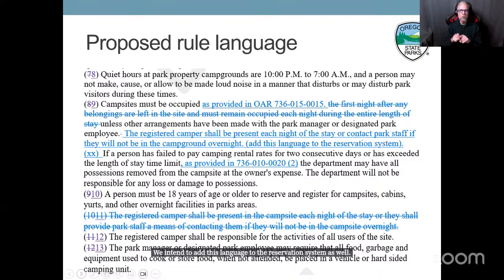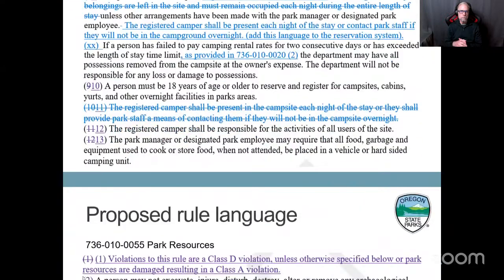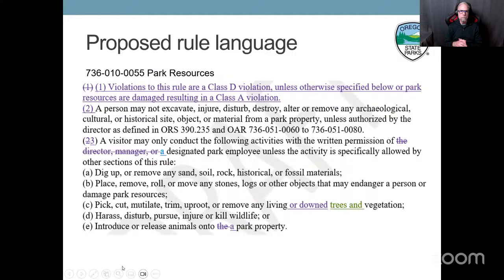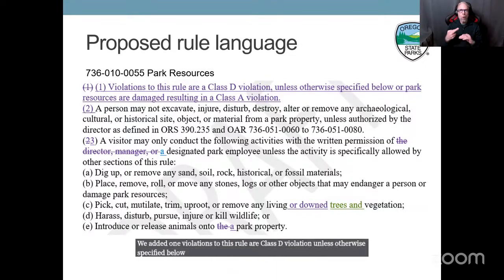Next section, we refer to as provided in Oregon Administrative Rule 736-010-0020, Section 2. Next section is 736-010-0055, Park Resources. We added 1, violations to this rule are Class D violation unless otherwise specified below or park resources are damaged, resulting in a Class A violation.